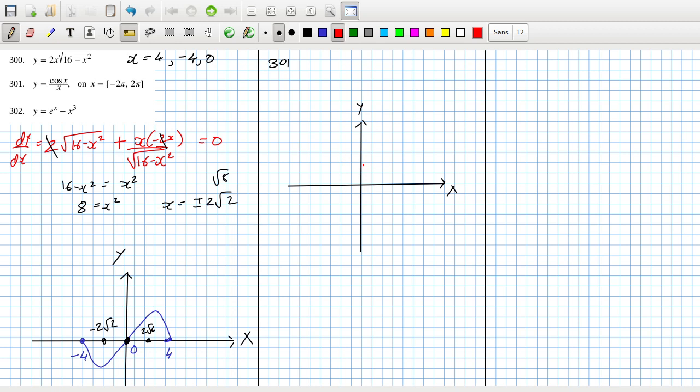Not defined when x is 0. It's an asymptote here. So I think it kind of goes like this, and then like this. Yeah, I think that's the turning points.